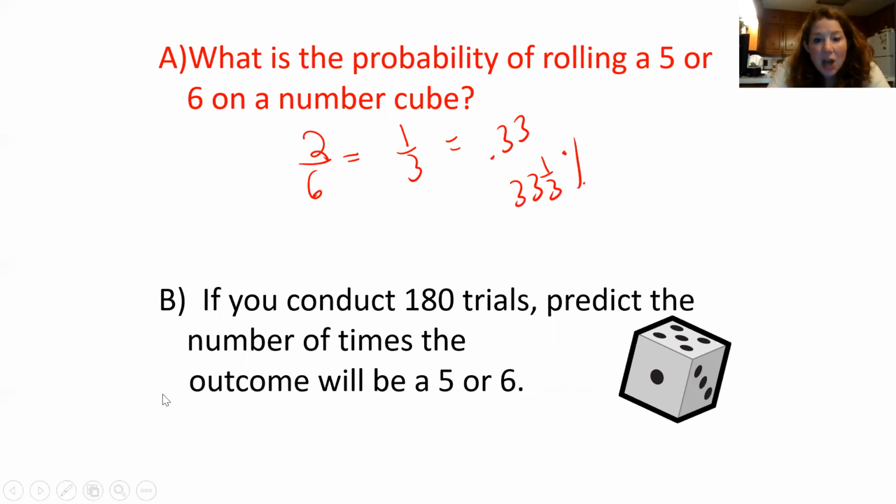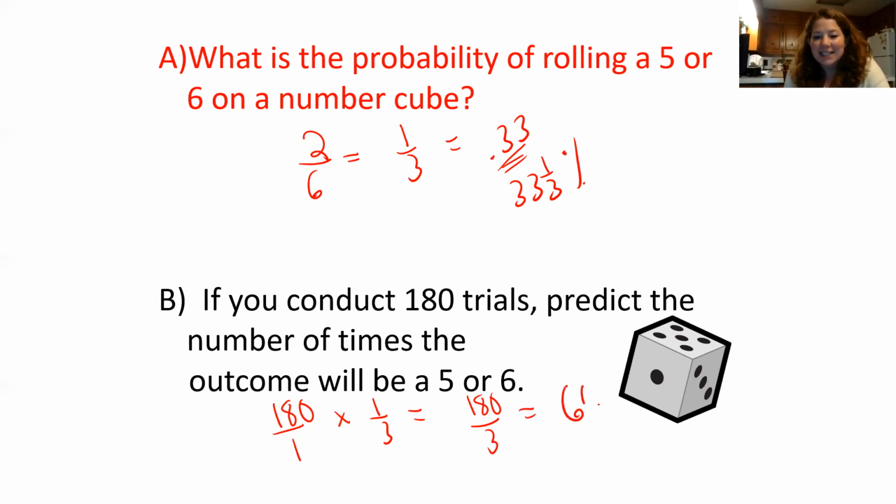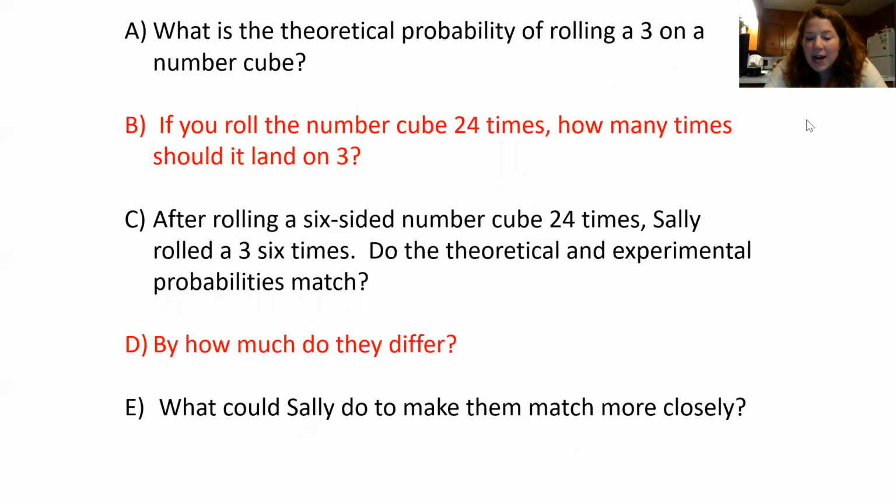All right. So if I conducted 180 trials, predict the number of times the outcomes would be 5 or 6. Well, I want to multiply 180 times 1/3. Of course, I don't want to multiply by a non-terminating decimal, right? So I'm just going to do it this way. If I multiply straight across, I get 180 over 3, which is 60. 60 is the right answer. All right, you guys try these and then check your answers, please.